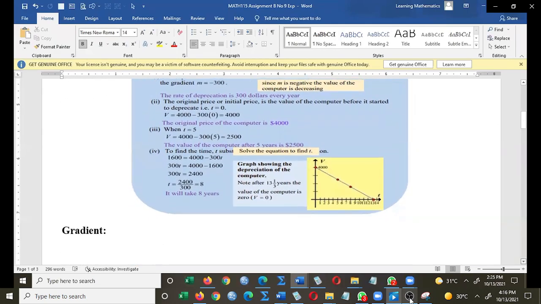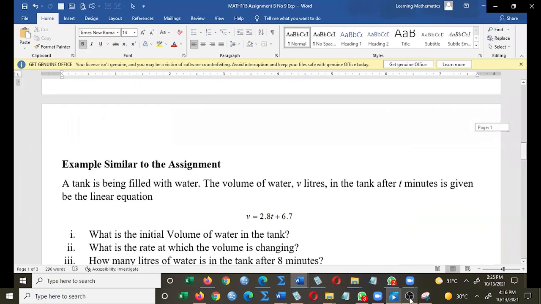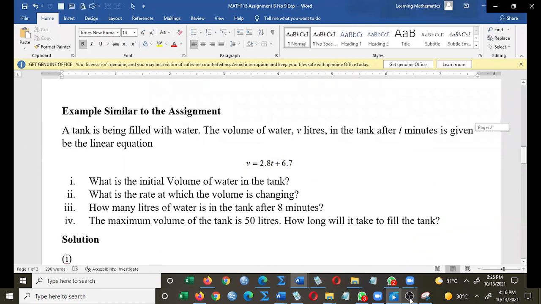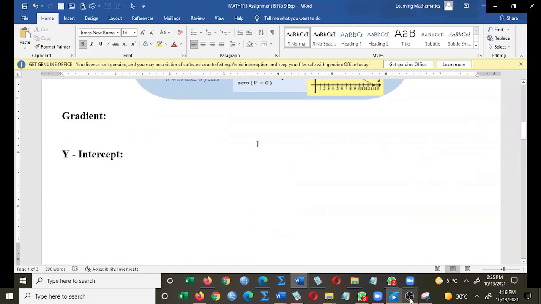You can look through it, but it's always worthwhile to have your own example similar to the assignment. That's what we're going to use. But before we go to it, we need to get a definition of gradient. We need to establish what gradient means. I think I gave a definition before, so let's go over it again.